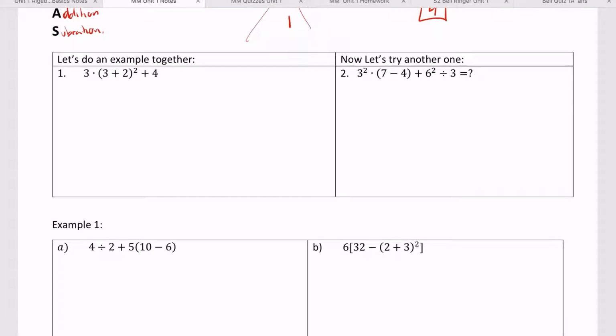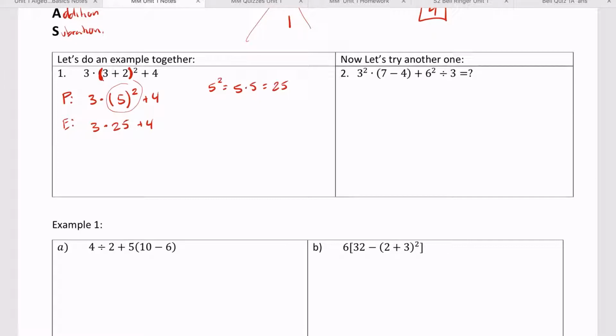So here, the first thing we need to do is parentheses. The parenthesis is right here. We want to evaluate what's inside. So we still have the 3 times, and then we evaluate what's in the parenthesis. That gives us 5 squared plus 4. Next we do exponents. That is this part, 5 squared. So we get 3 times 5 squared, which is 5 times 5, which is 25. So we put 3 times 25 plus 4.